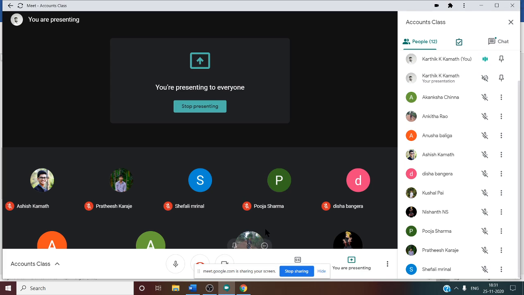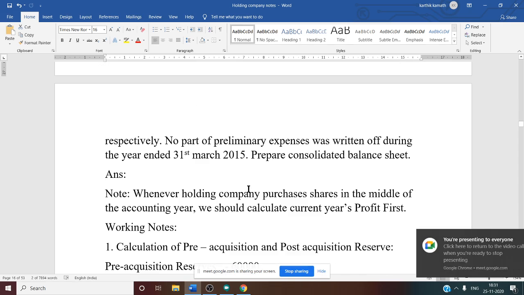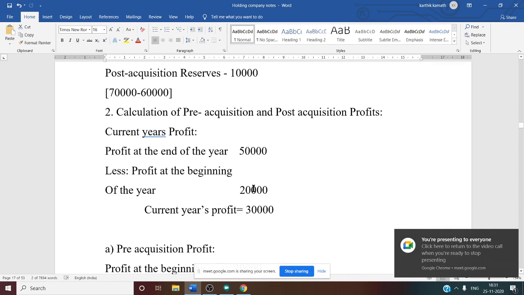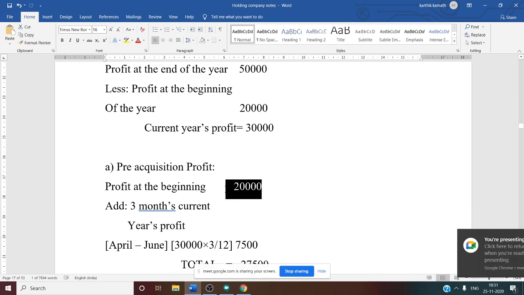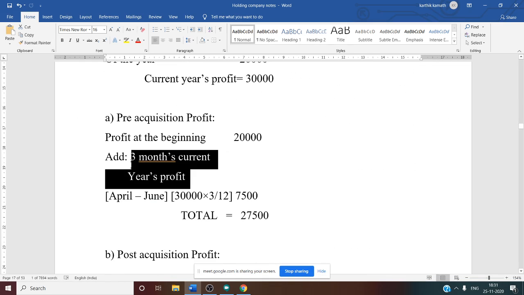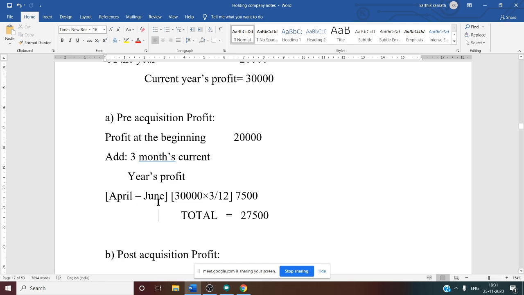Current year profit calculation we have already calculated: profit at the end minus profit at the beginning gives the current year profit. So now the profit at the beginning you have written, 20,000. Add 3 months of current year profit, that is April, May and June. The current year profit, you know, is 30,000. So 3 months we want out of 12 months, so 3 by 12 you have to do. What is the answer? 7,500. So what is the total pre-acquisition profit? Total pre-acquisition profit is 27,500. That is the profit at the beginning and the profit for the 3 months before the acquisition. So this is about pre-acquisition profit.